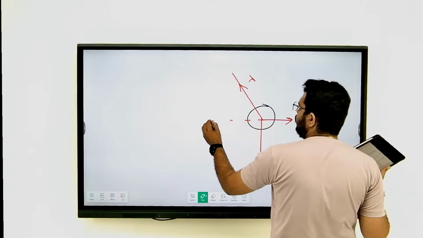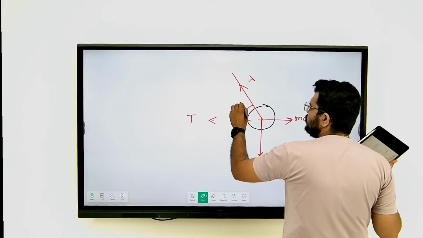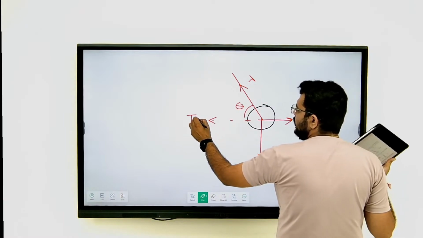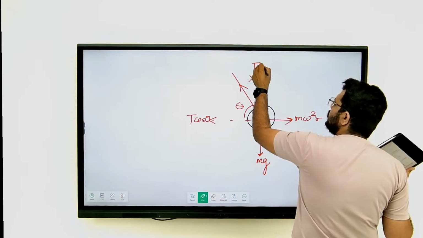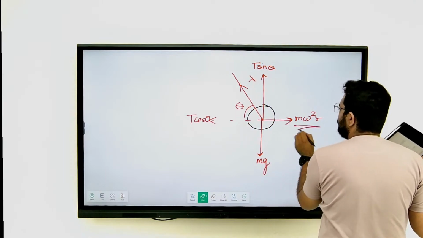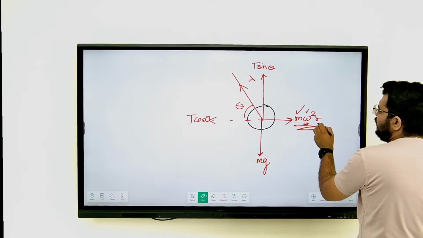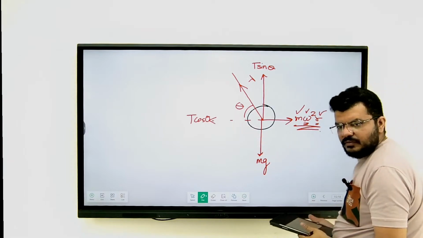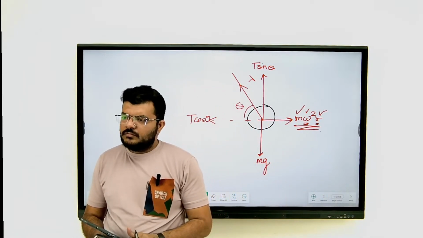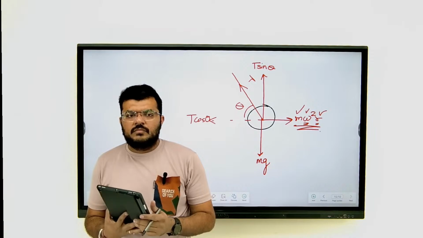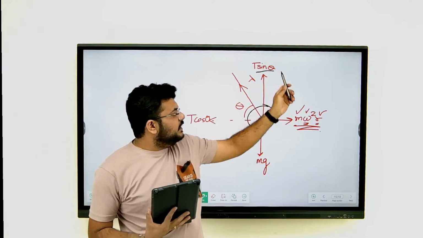And from here I can say that if this is your theta, then this should be T cos theta and this should be your T sin theta. So you can easily find m omega square r. If m is known, omega square can be known and r is known, you can find out the value of T sin theta. Right, so then theta is already given.